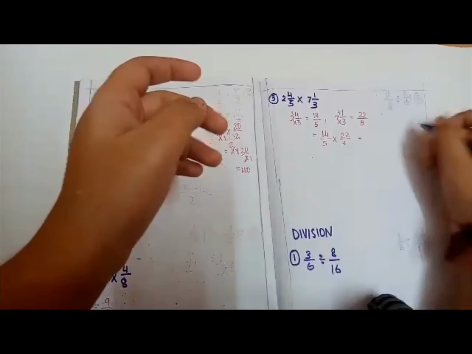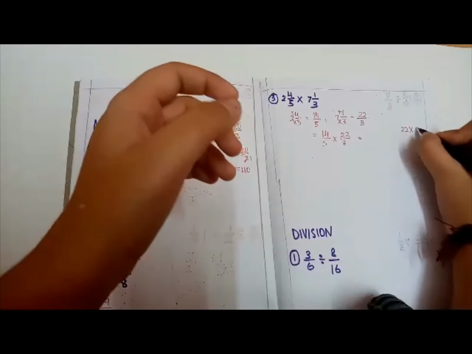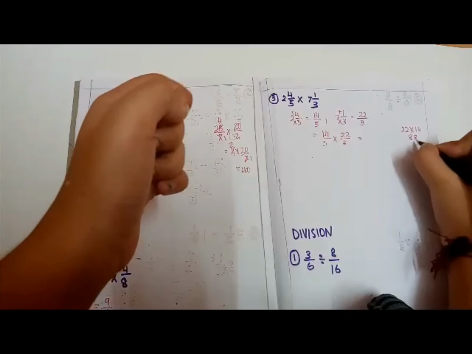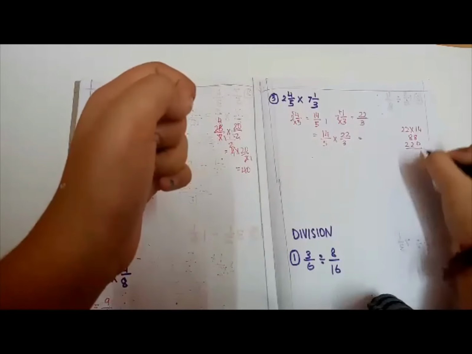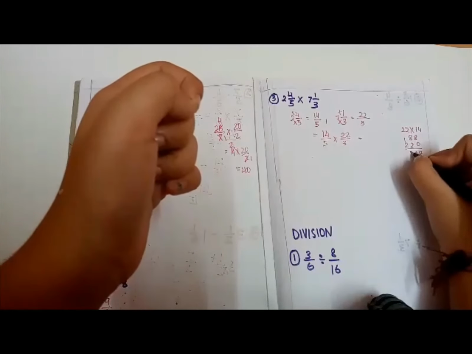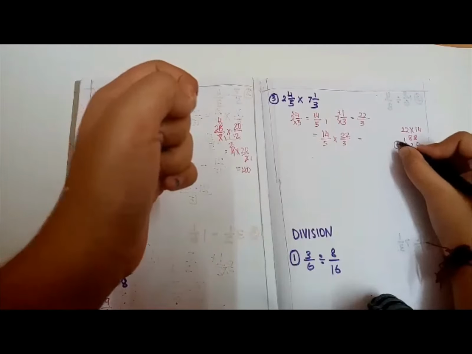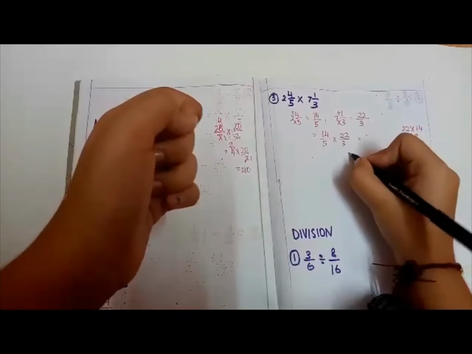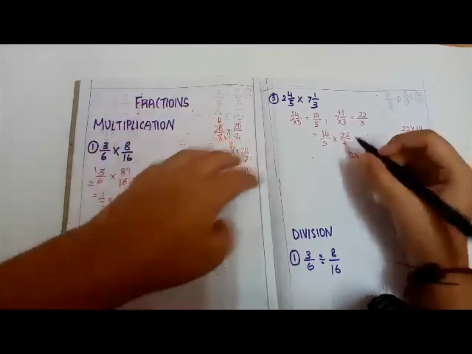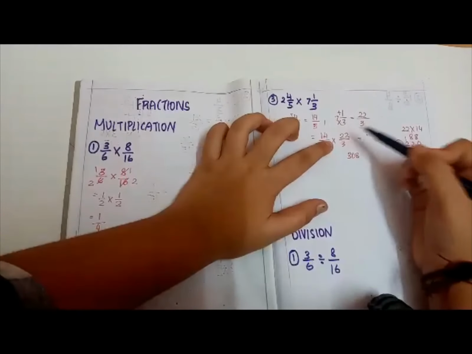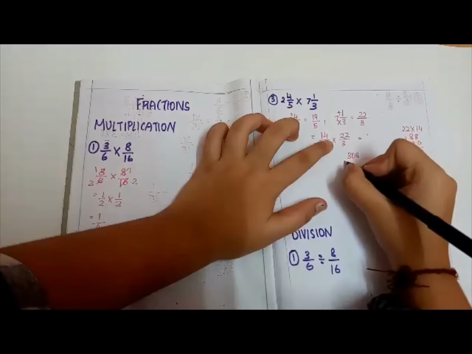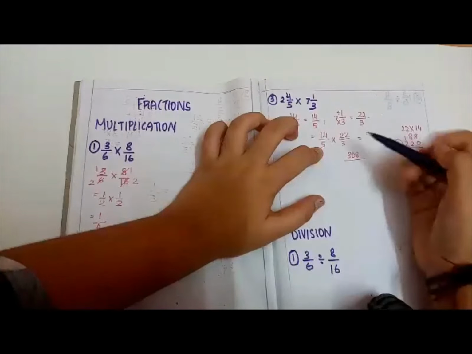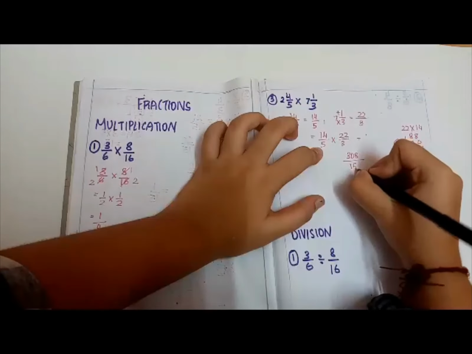So 14 into 22, let's solve. 22 into 14, 4 2s are 8, 4 2s are 8, 0, 2 1s are 2, 2 1s are 2. On adding, we get 308. So 14 into 22 is 308. Write it here. So we multiplied numerator with the numerator. Next, for the denominator, multiply the denominator with the denominator, which is 5 into 3, which is equal to 15.